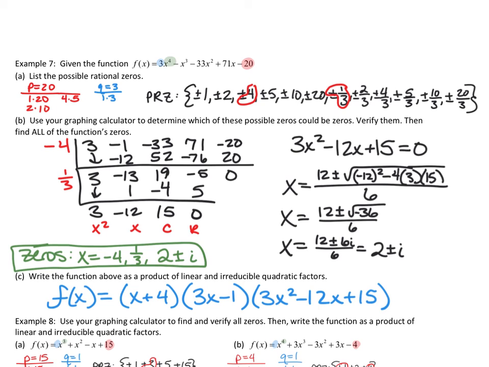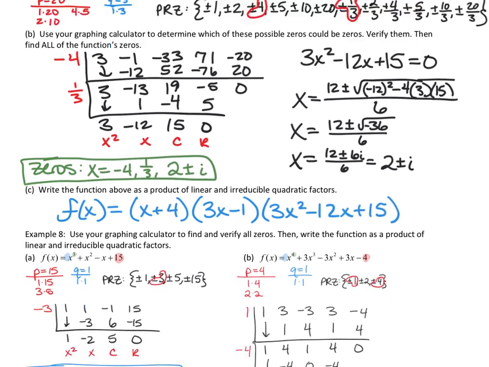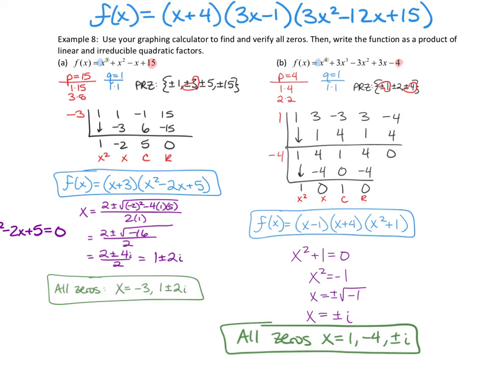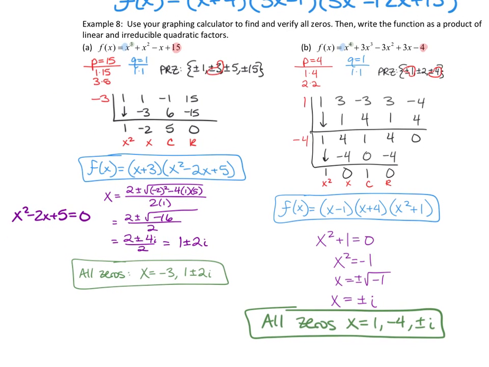Okay, we got the zeros, and the easy part here now is writing the function as a product of linear factors, so what we get from our rational zeros, and irreducible quadratic factors, just truly my quotient here after I synthetically divide. And that's what we're going to do for example 8, for both parts of example 8.